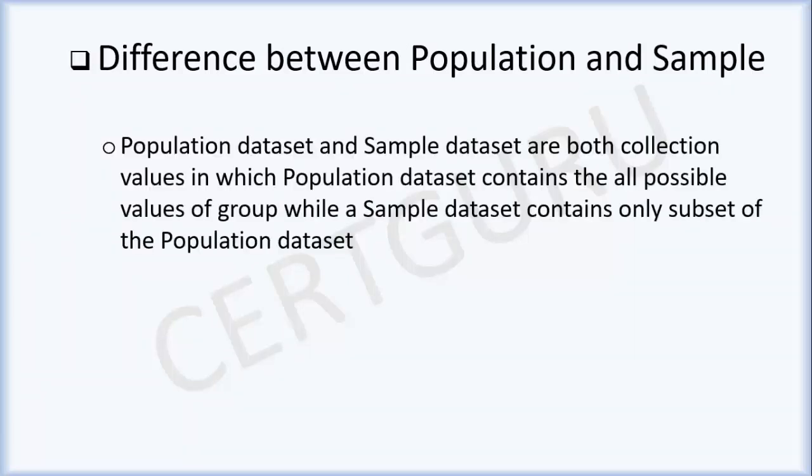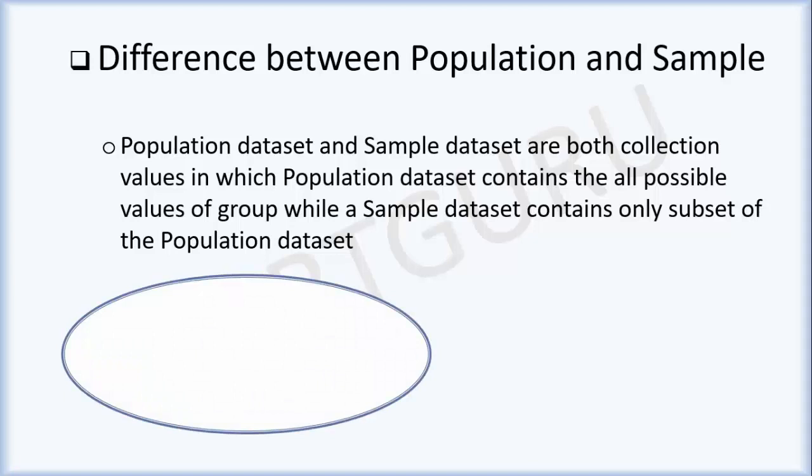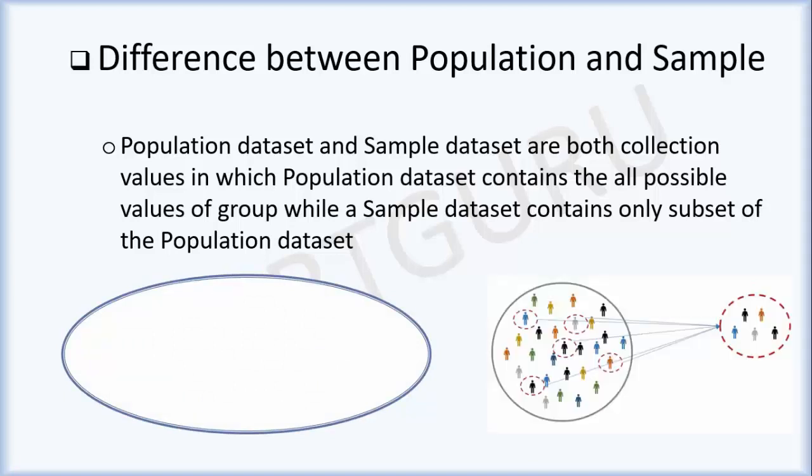Now we can discuss the difference between population and sample. Population dataset and sample dataset are both collections of values, in which a population dataset contains all possible values of a group, while a sample dataset contains only a subset of the population dataset. If you remember, the credit card applications for a bank were a population dataset, and if we draw the data for 4 months only, that would be a sample of that population. So here this one is the population, and if we draw from the population, that is known as a sample.